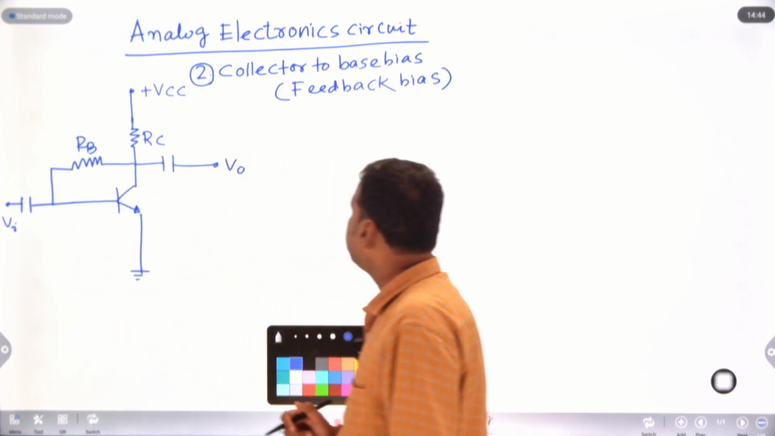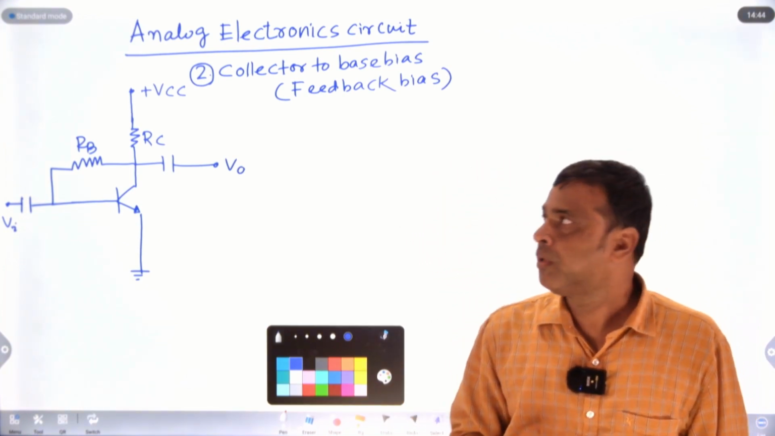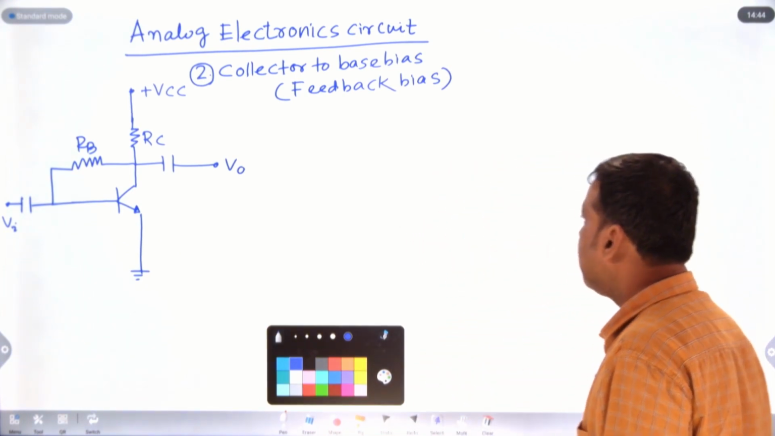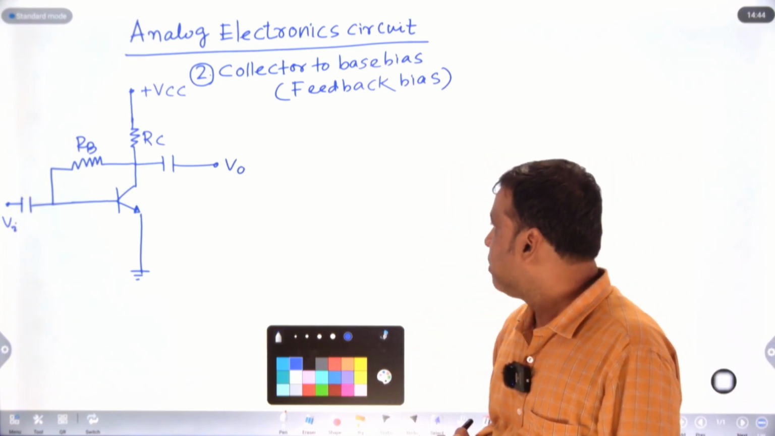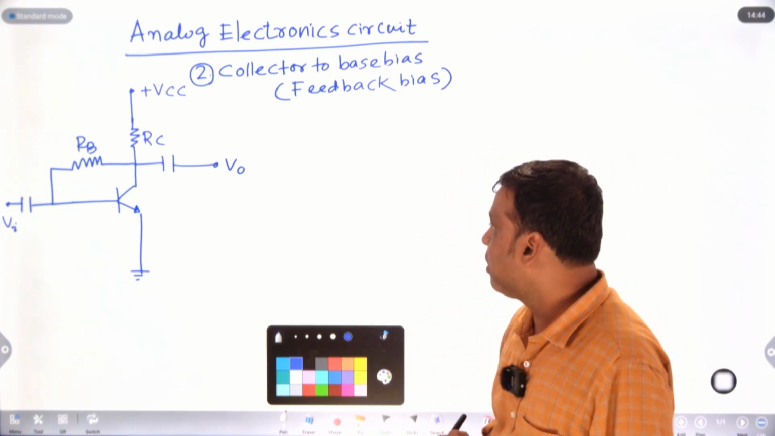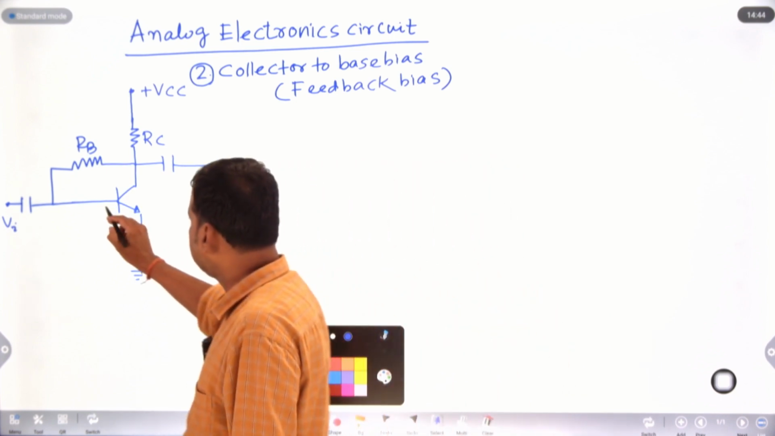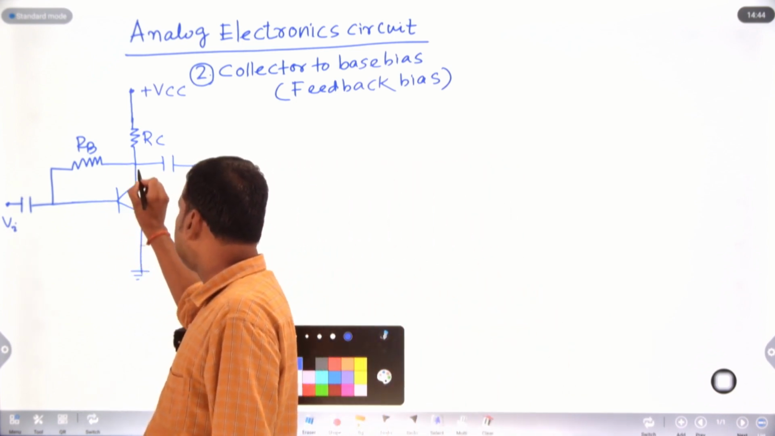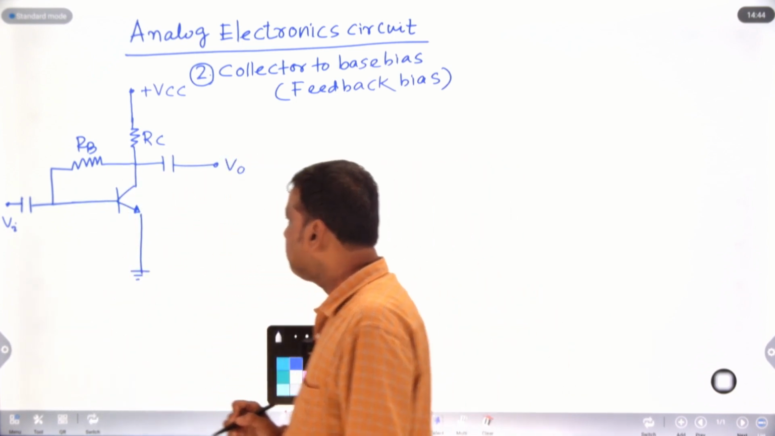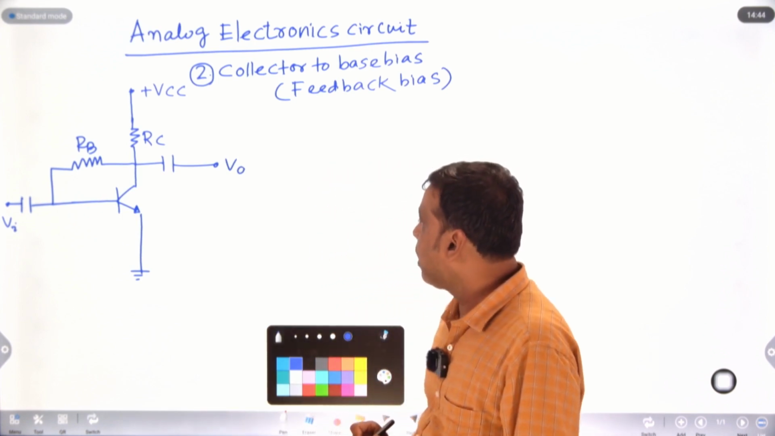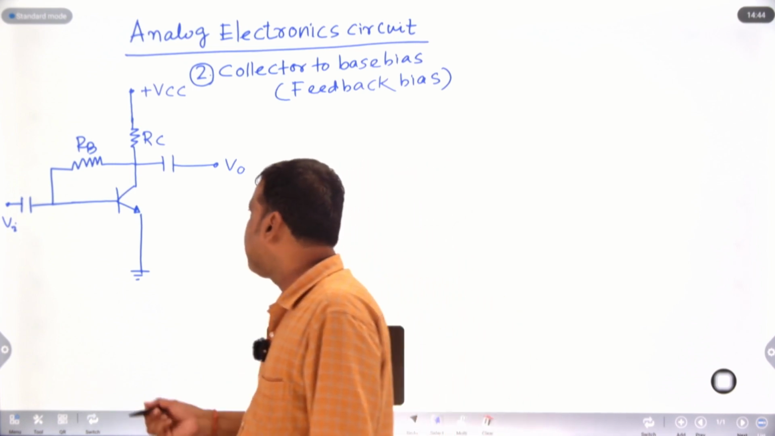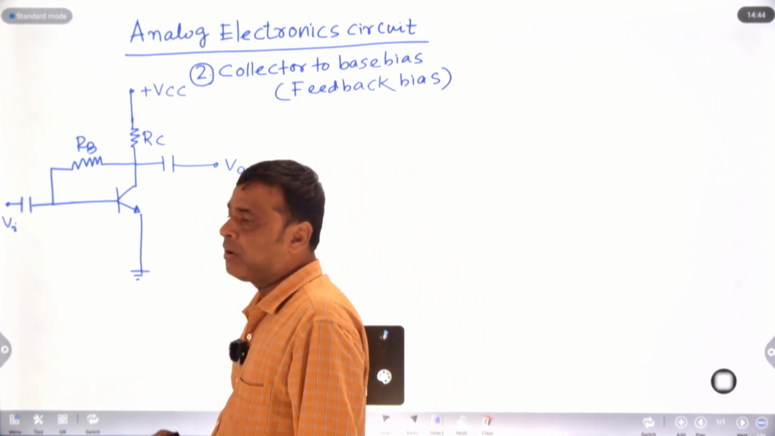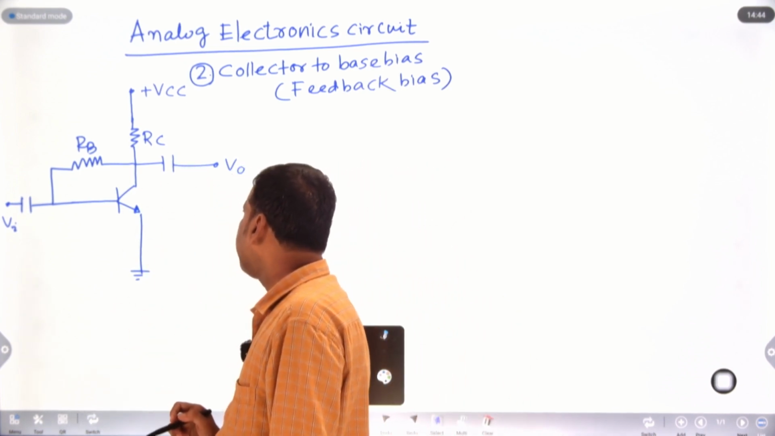In DC biasing of BJT, first of all we have to calculate the input current, then we will calculate the output current. The input current is your base current here, and this is the base, this is your emitter and this is your collector. After getting the input current, we will calculate the collector current, which is IC.